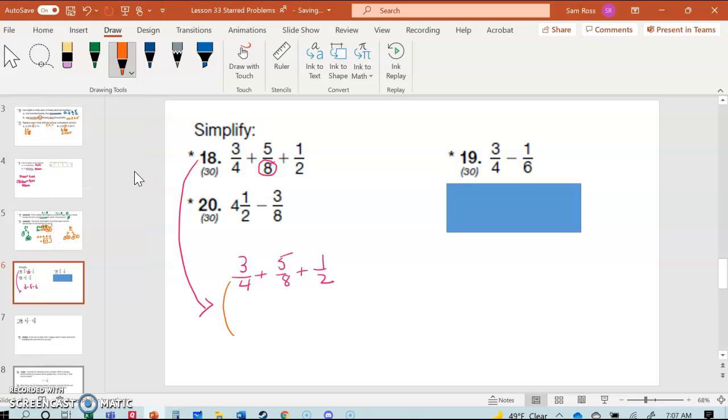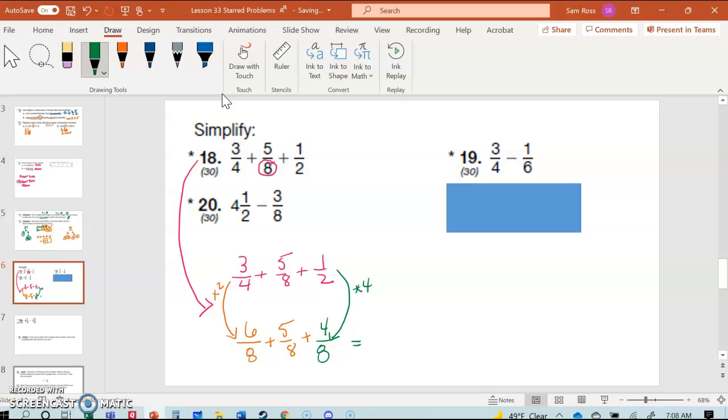So to make this into a denominator of 8, I have to multiply by 2. 4 times 2 is 8. 3 times 2 is 6. This remains the same. And then to make this into a denominator of 8, I have to multiply by 4. 4 times 2 is 8. 4 times 1 is 4.